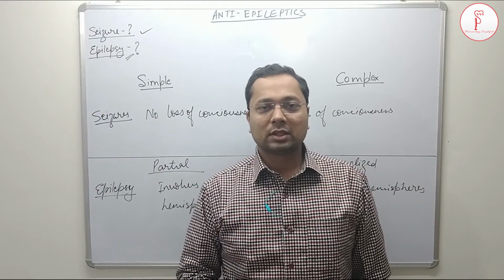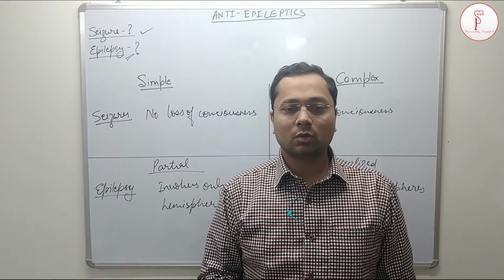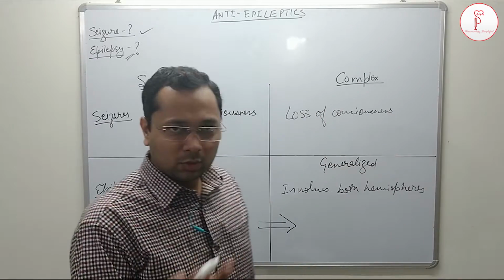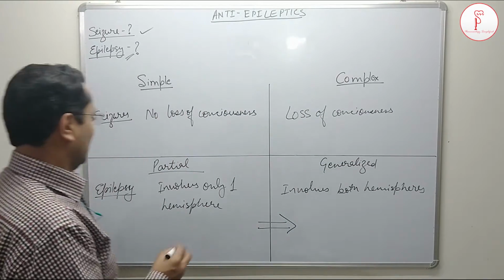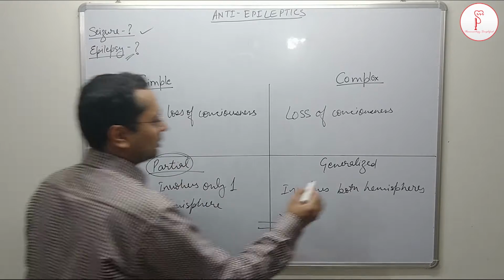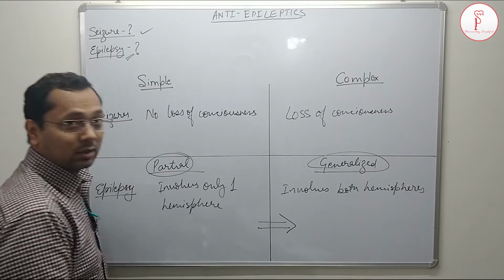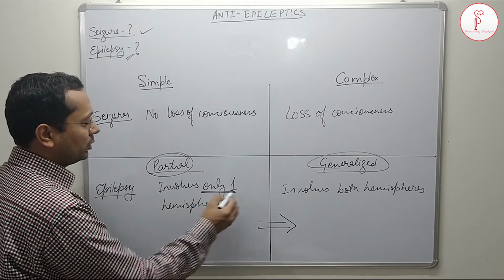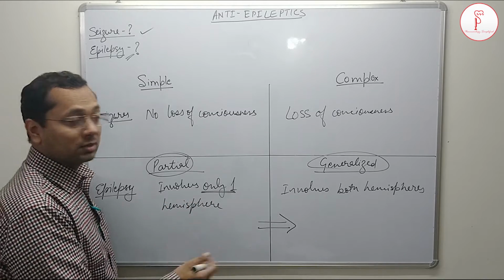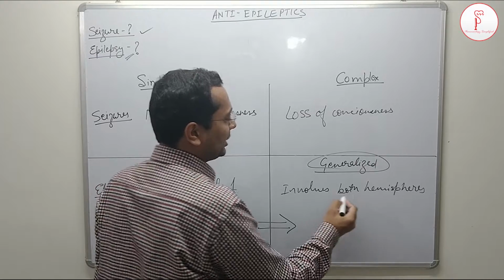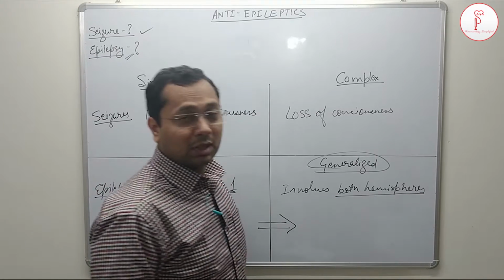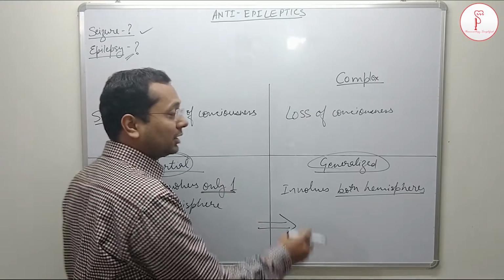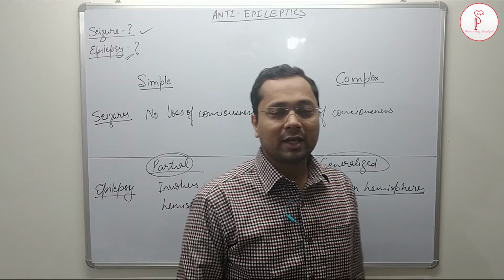So this was about the seizures, and if we see how we categorize the epilepsies, there are two primary classes. The first one is partial, and the second one is generalized epilepsies, right? In the partial epilepsies, there is involvement of only one hemisphere of the cerebrum, while in the generalized, it involves both hemispheres. But in some cases, it has also been seen that partial seizures get converted into generalized seizures, right?